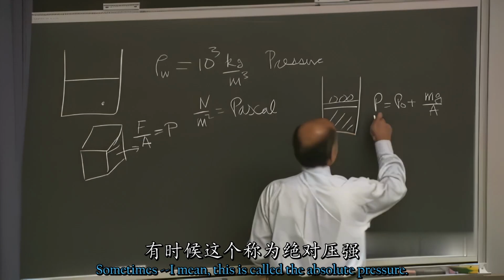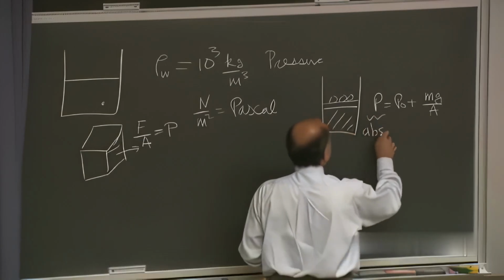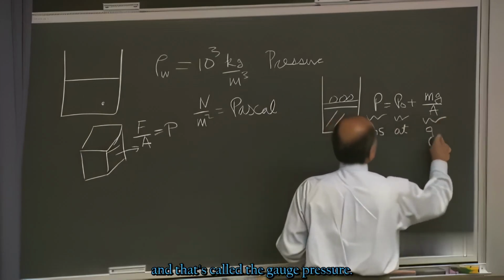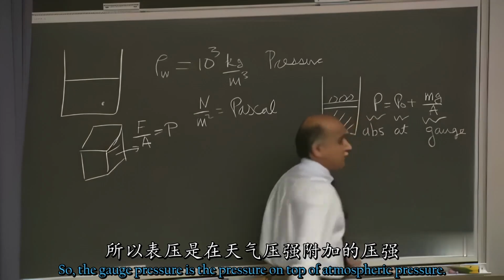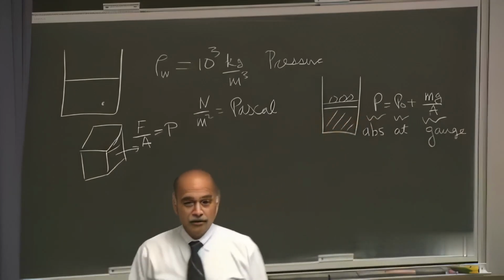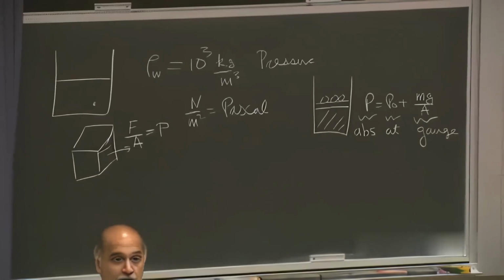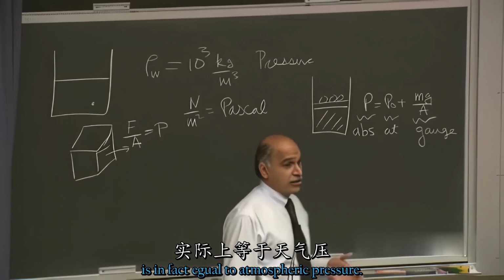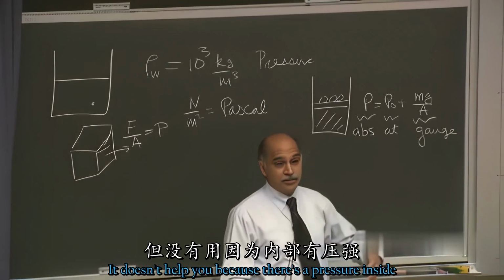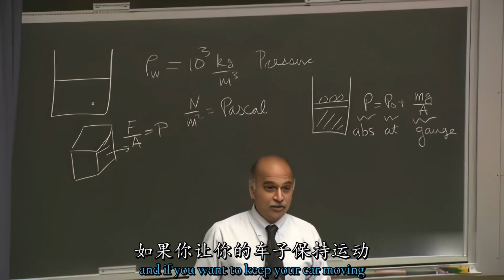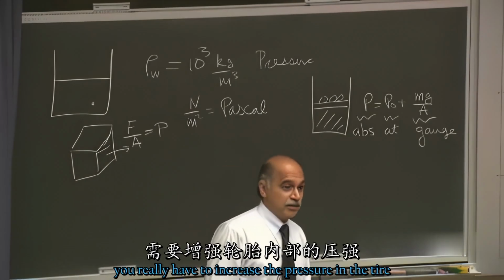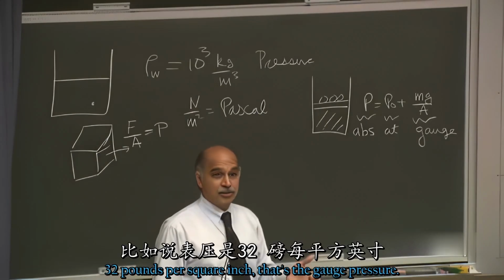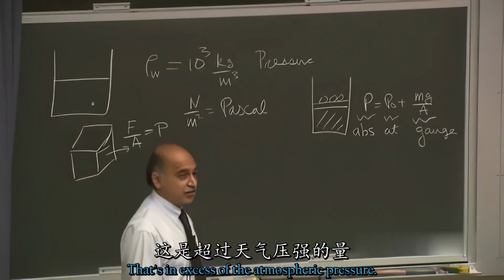Sometimes, this is called the absolute pressure, and that's called the atmospheric pressure, and that's called the gauge pressure. So the gauge pressure is the pressure on top of atmospheric pressure. For example, when your car has a flat, the pressure inside the tire is in fact equal to atmospheric pressure. Doesn't help you because there's a pressure inside and there's a pressure outside. And if you want to keep your car moving, you really have to increase the pressure in the tire. And when you stick this gauge in, you measure something like 32 pounds per square inch, that's the gauge pressure. That's in excess of the atmospheric pressure.